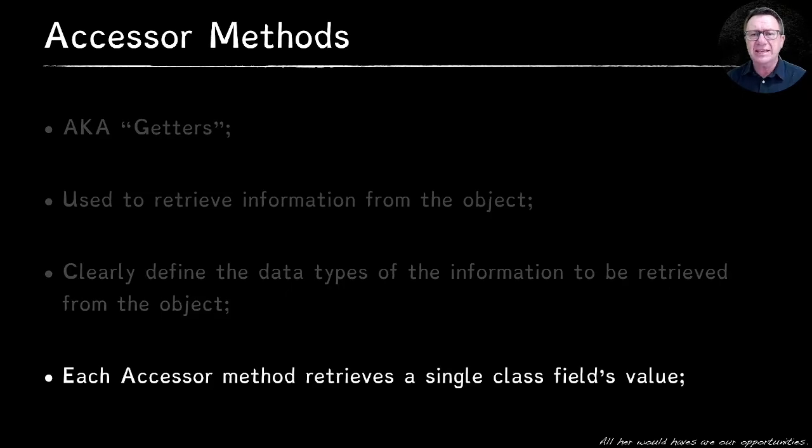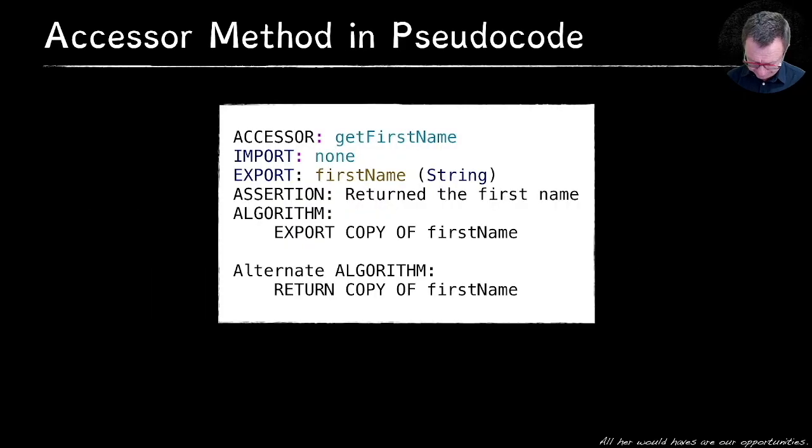So we say each accessor retrieves a single class field's value. That's it. Straightforward. So here is one of the accessors, in pseudocode, get first name. It doesn't have any imports. It has an export, which is the first name, and it's a string. Return the first name value, it should say there.